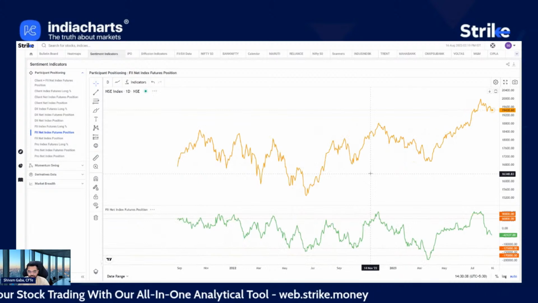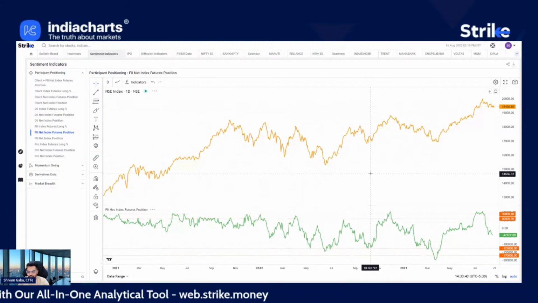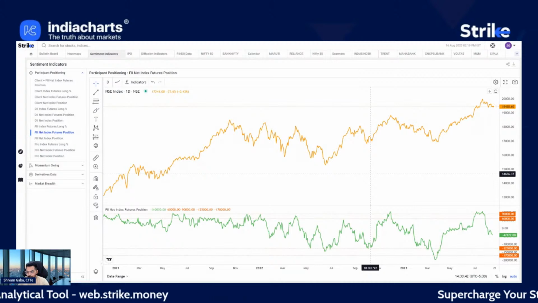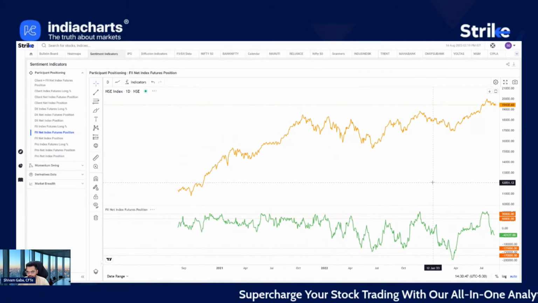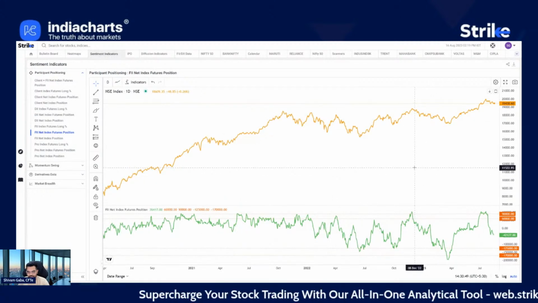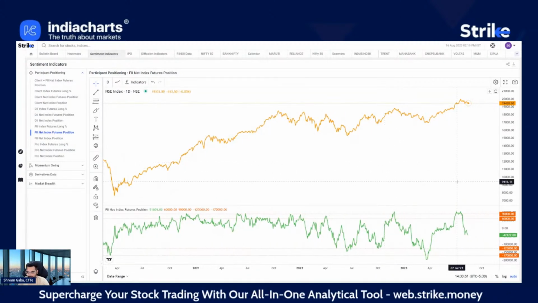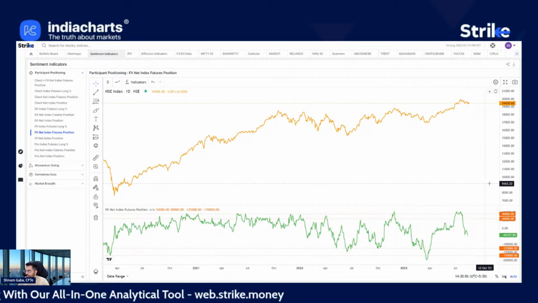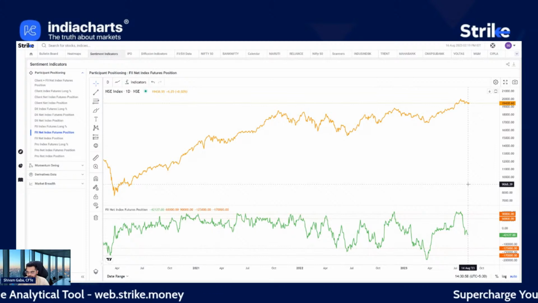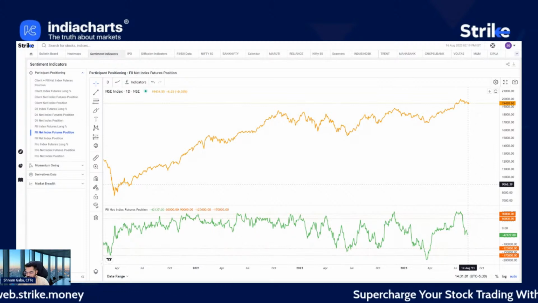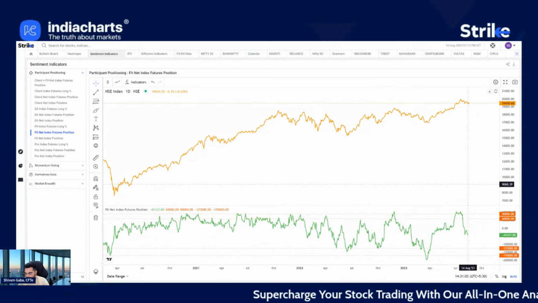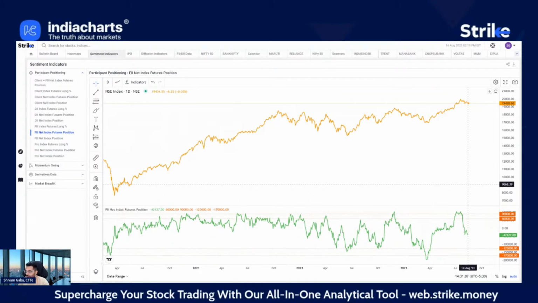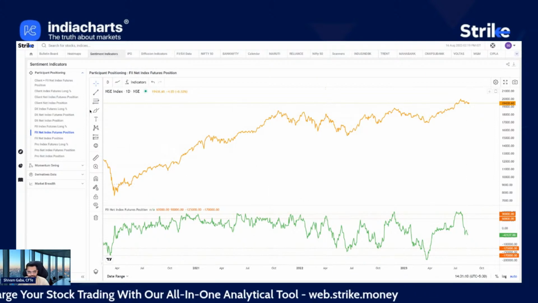What that means is all the long contracts that FIIs hold in index futures less all the short contracts, and the net number that we get each day is plotted here. So as of Monday's close, note that this data is updated at EOD when the data is received from the exchange, the data is at negative 42,000 contracts. So FIIs are short to the extent of 42,000 contracts in index futures.